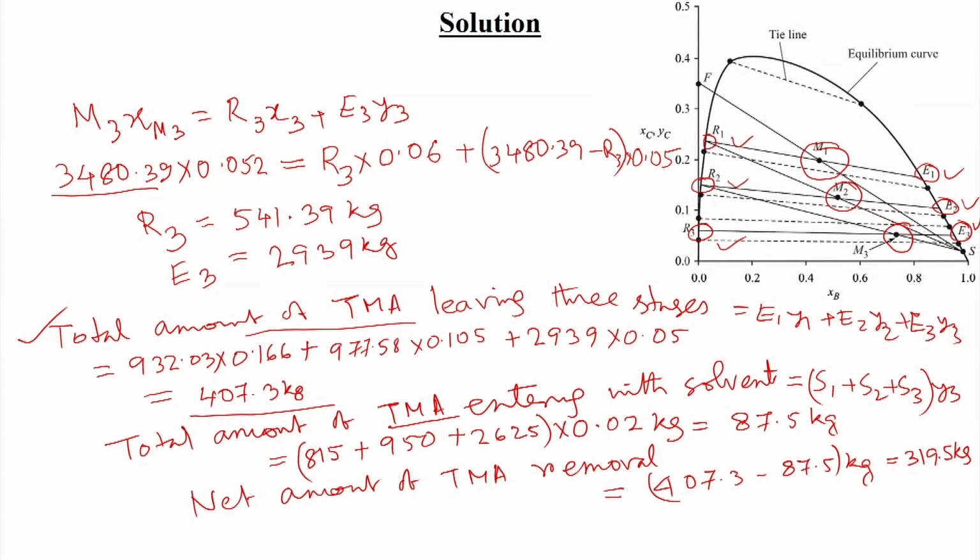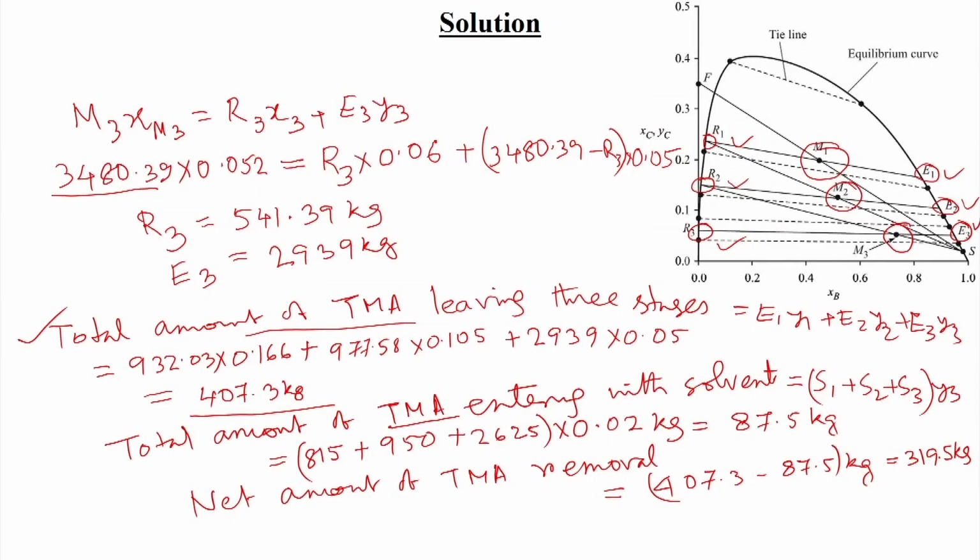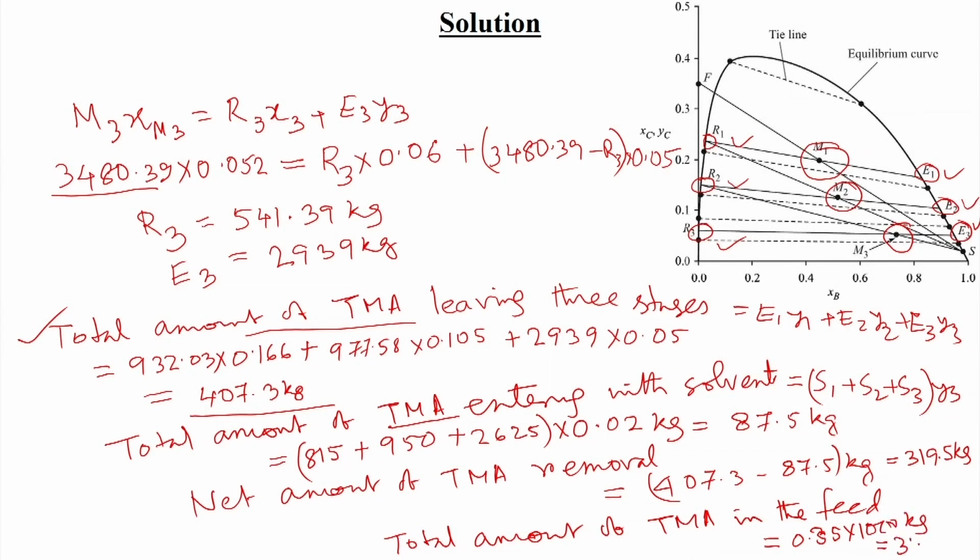Now, how much amount of trimethylamine was there in the total feed? We had 1000 kg feed. So, the total amount of trimethylamine in the feed is equal to 35%. So, this is 0.35 into 1000 kg, that is 350 kg.